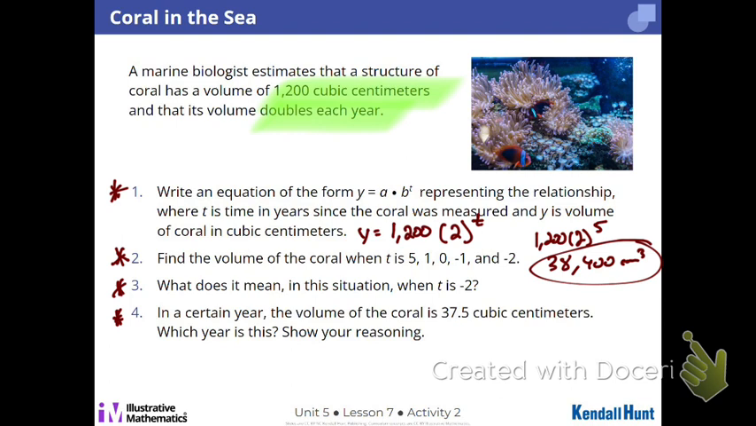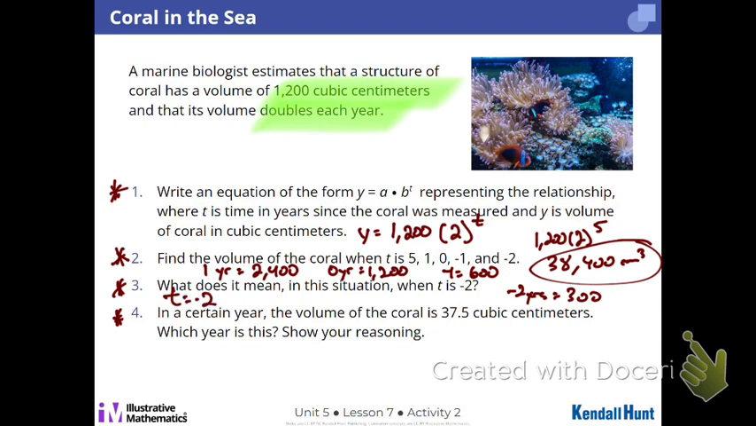After 1 year, how much would there be? 2,400. It doubles once. 0 years: 1,200. That's my starting amount, right? Negative 1 years: 600. So you did half as much instead of doubling. And then negative 2 years: 300. So what does it mean when t equals negative 2?